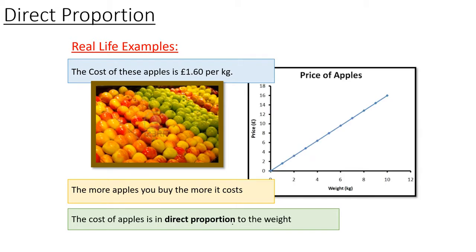Looking at this graph, you can see that it's steady. There's a steady line going upwards. So the more you buy, the more expensive it is. However, the price itself is a steady price. It doesn't change. It doesn't fluctuate. It stays at £1.60 per kilogram. So if you buy 2, you're going to double that. If you buy 3 kilograms, not double that, times it by 3, and so on. So there's a direct proportion between the weight of apples and the cost of apples.